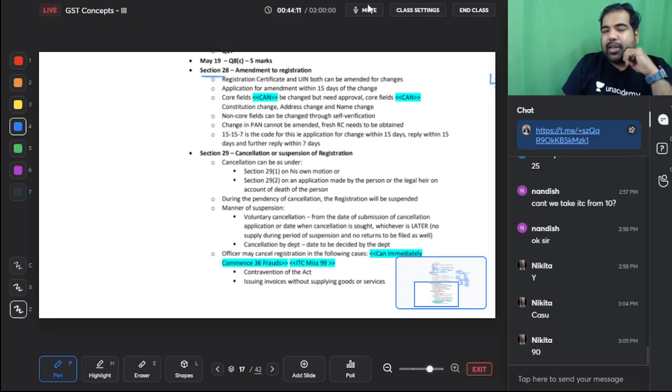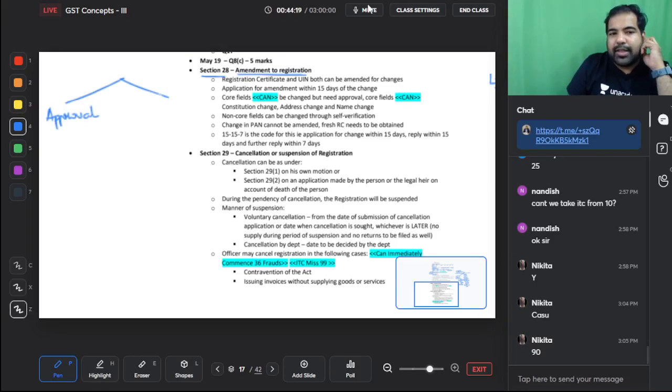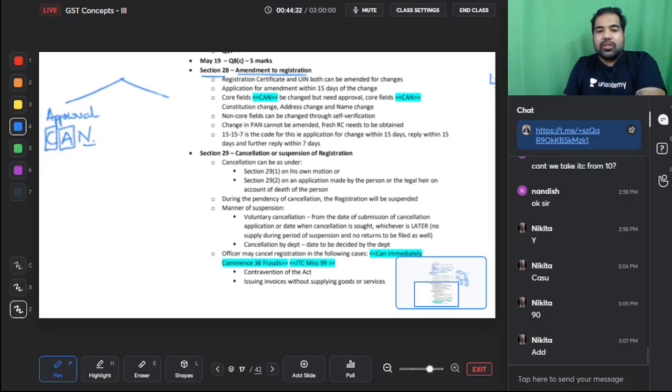Section 28 says, can you amend your registration? Yes, but there are two kinds of amendments. One requires approval, where the officer doesn't trust you and they require approval. This is called CAN. The shortcut is CAN. What is CAN? Any change in your constitution, like admission of a partner, retirement of a partner, etc. Any change in the address and any change in the name. These three things, guys, you need to actually intimate the officer. Officer will check and then he will accept it.